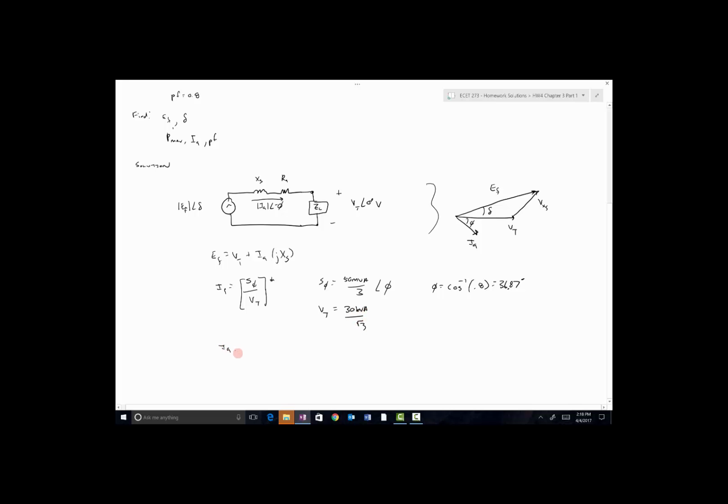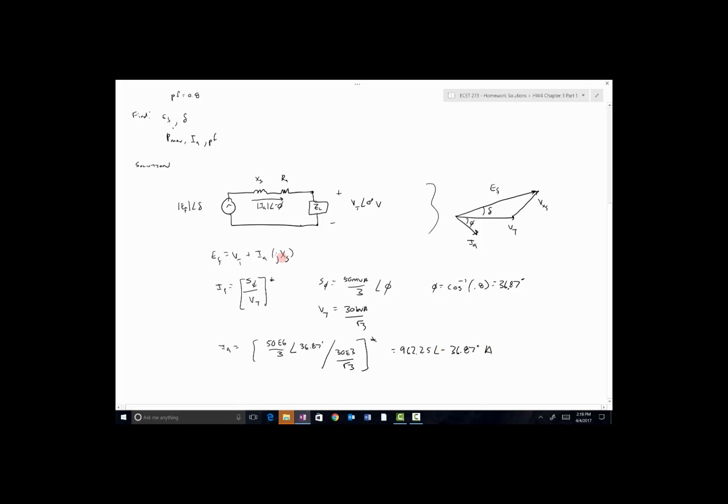So the armature current is going to be 50e6 over 3 at an angle of 36.87 degrees. Divide that by the terminal voltage, which was 30e3 over root 3. And then I need to take the complex conjugate of that. And I get 962.25 at an angle of negative 36.87 degrees amps as my armature current.